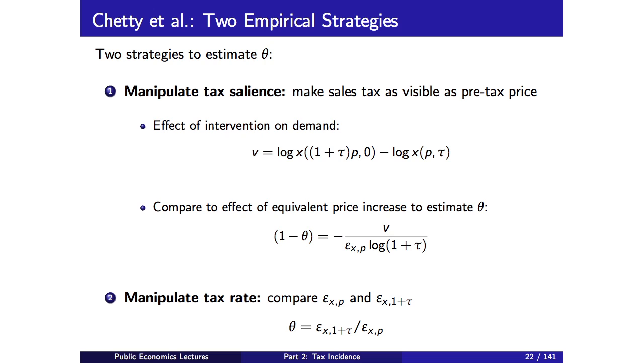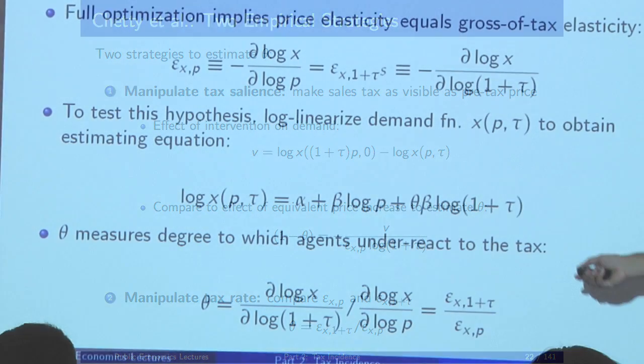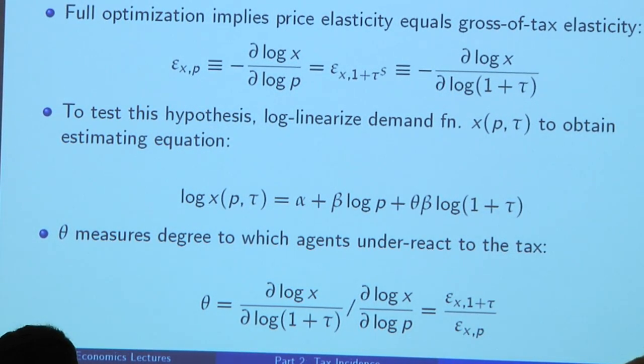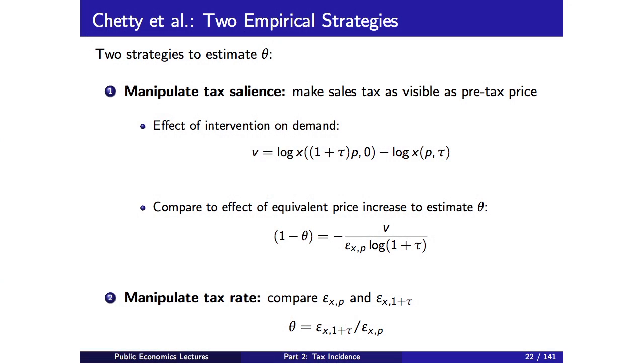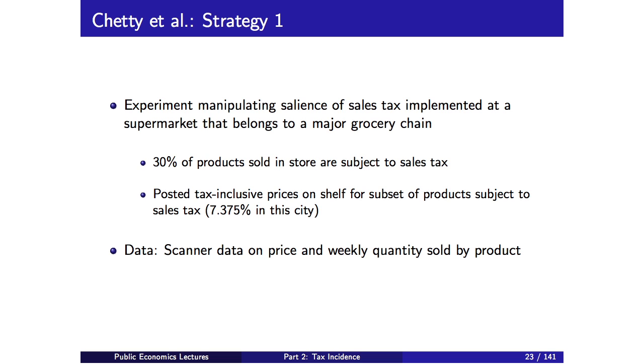So that's one approach. The other approach is very intuitive. You just think about the demand equation. You just compare the effect of a price change with the effect of a tax change, right? So the simple intuition that if I raise taxes by 10% or the gross of tax price by 10% and raise prices by 10%, what's the relative impact of the two? And the ratio of those two, almost by definition, the way we've set this up, is theta. Okay, so we are going to estimate theta using both of these strategies and then map that back to the incidence formulas. All right, let's talk about strategy number one.